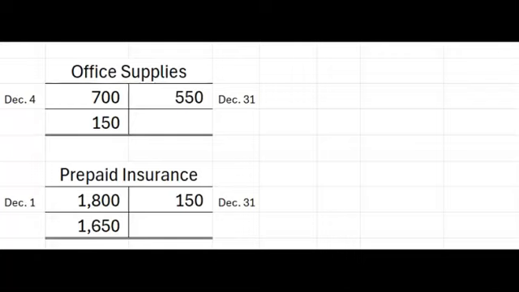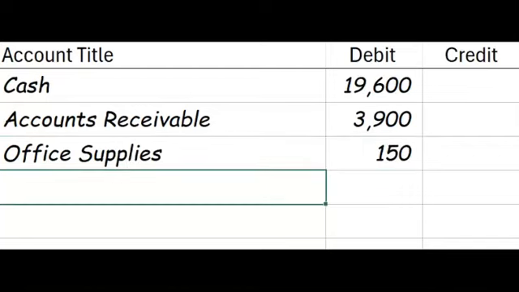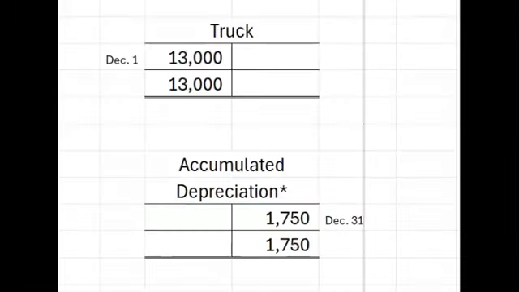Office supplies and prepaid insurance. The balances are $150 and $1,650 debit. Then we have the truck account and its related contra asset account, accumulated depreciation.